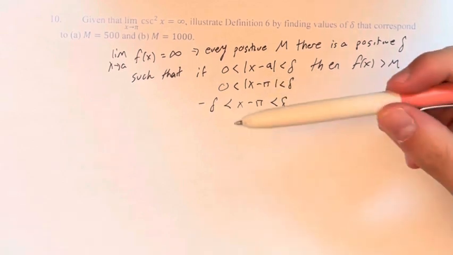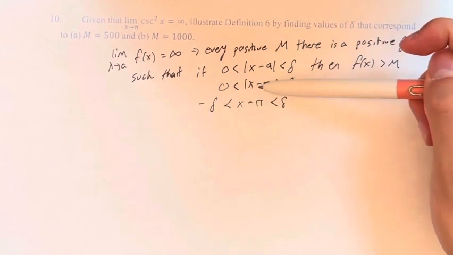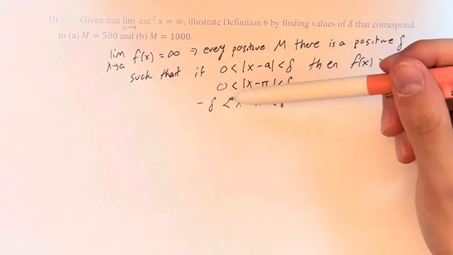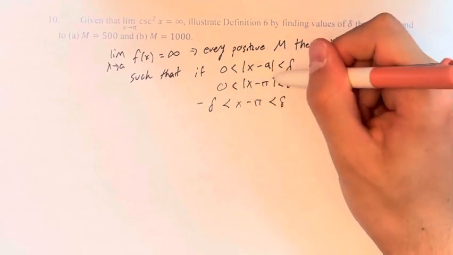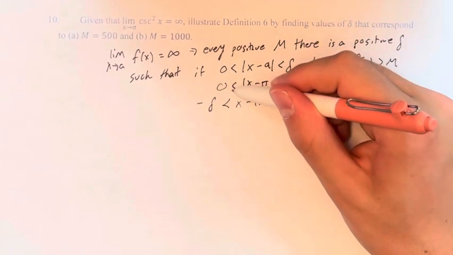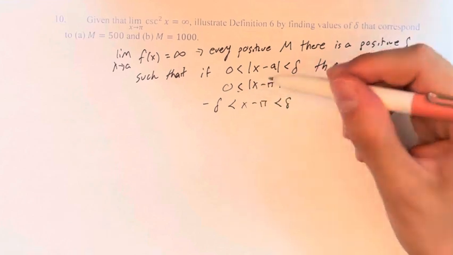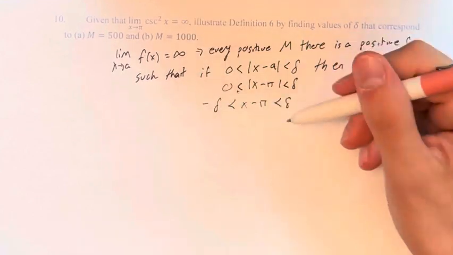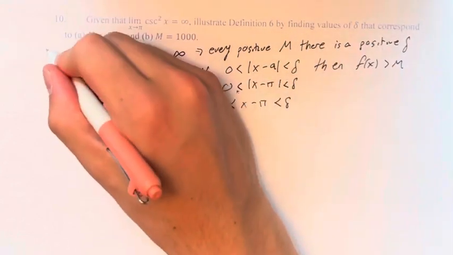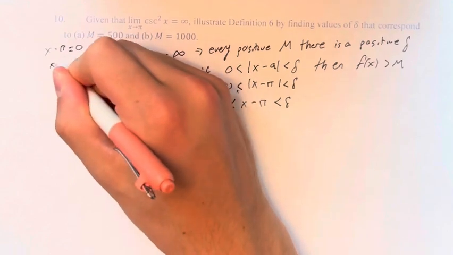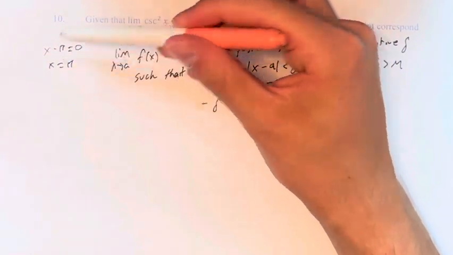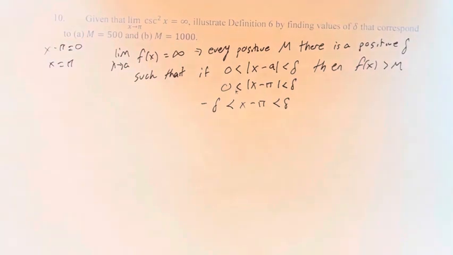And saying that the absolute value is greater than 0 is only excluding the case where it could be equal to 0. Normally it's implied that every absolute value is greater than or equal to 0, because you can't have a negative absolute value. So we're only excluding when x minus pi is equal to 0, in which case x is equal to pi. Since we're dealing with the limit as x approaches pi, we don't actually care what happens at pi, which by the nature of this limit we can assume is undefined.